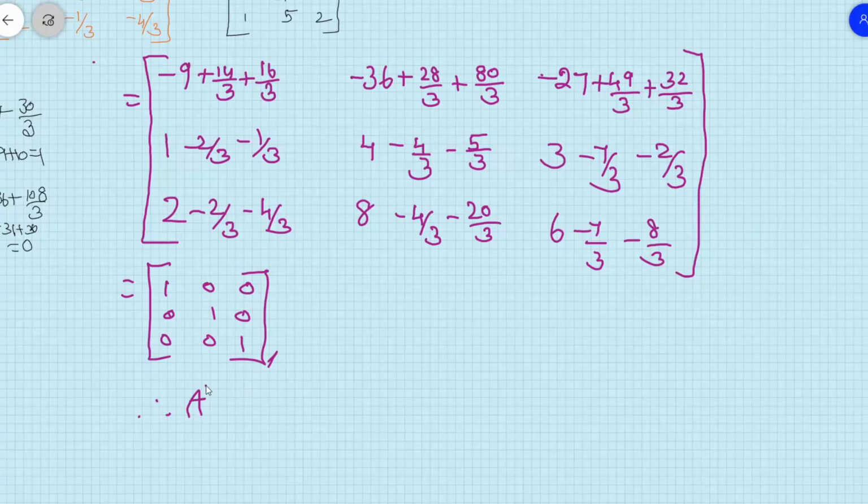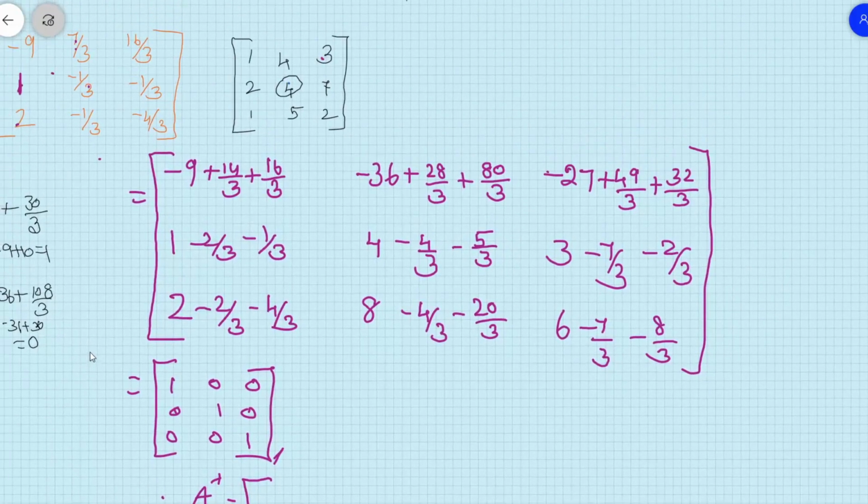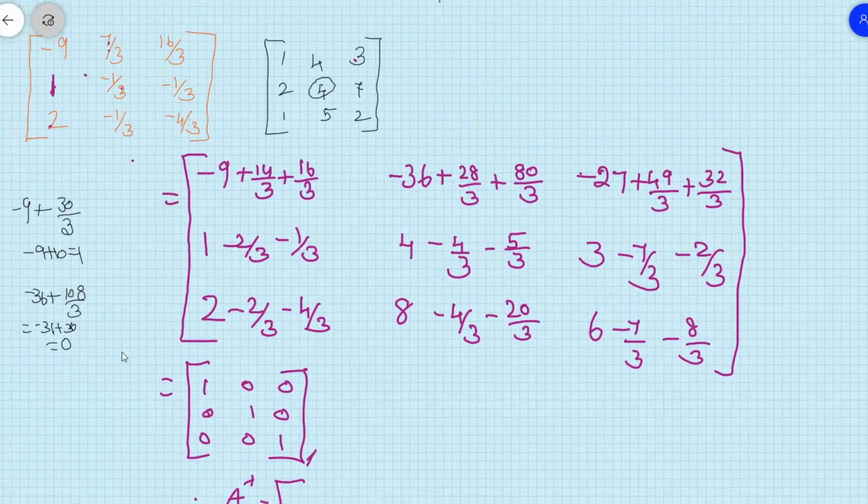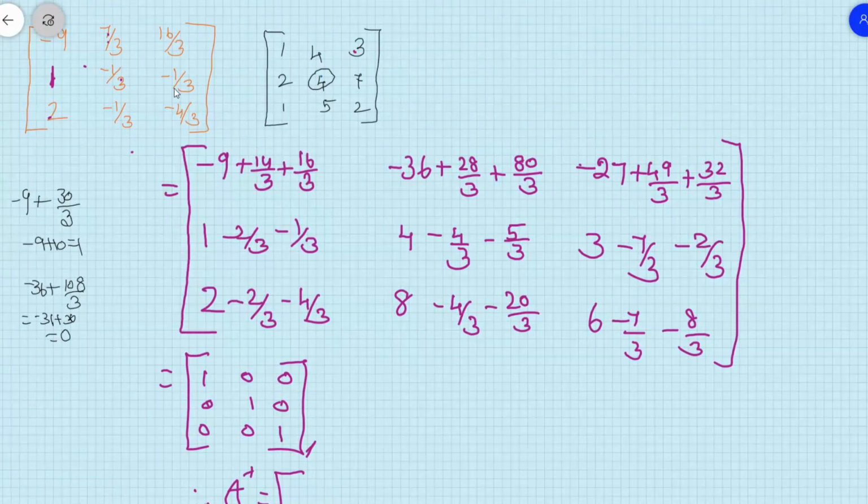Therefore, the A inverse that we have found is the correct value, that is minus 9, 7 by 3, 16 by 3, 1, minus 1 by 3, minus 1 by 3, 2, minus 1 by 3, and minus 4 by 3. So this is the way you could employ elementary operations to find the A inverse.